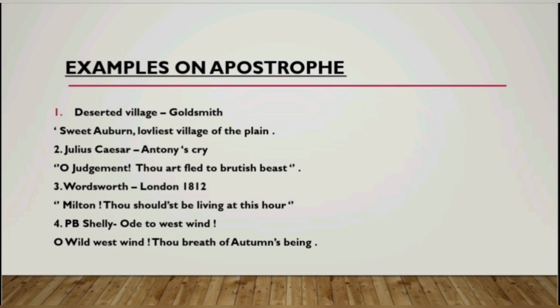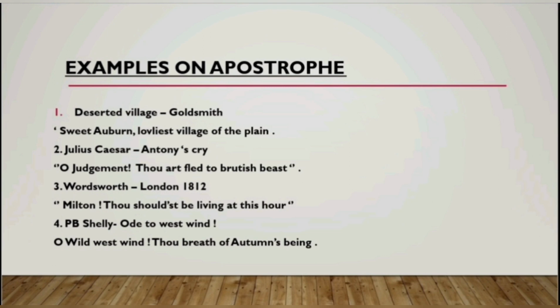The next example is from Julius Caesar, and it relates to Antony's cry, where he says, "O judgment, thou art fled to brutish beasts." Here he is using an apostrophe and addressing judgment. He is using judgment as the object of apostrophe, trying to say that the natural order of the world has been turned upside down.